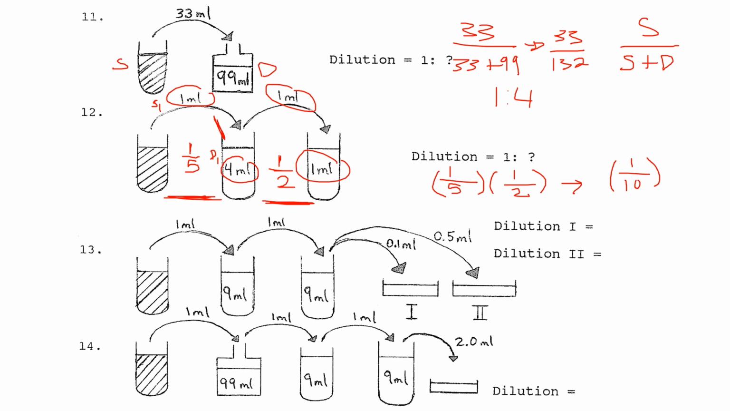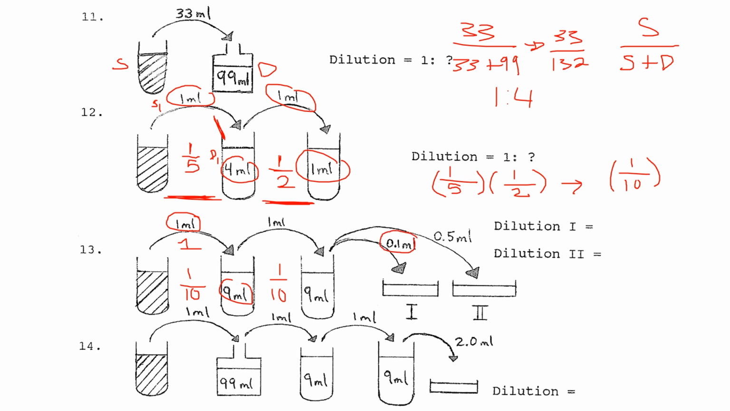All right, so we're going to do the same thing here. For our first dilution series, we take 1 ml and put it into 9, so the total volume is 10, and we put 1 ml into that total volume. So it's 1 over 10 for the first one. This is the same exact thing, so it's another 1 over 10. And then here is where it gets a little tricky.